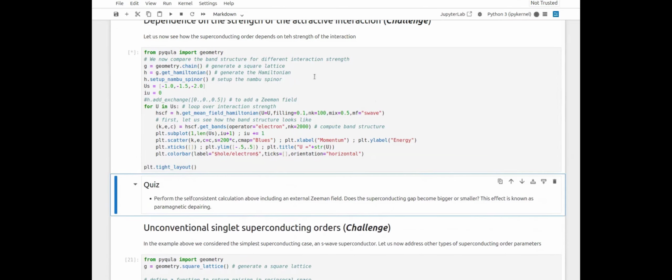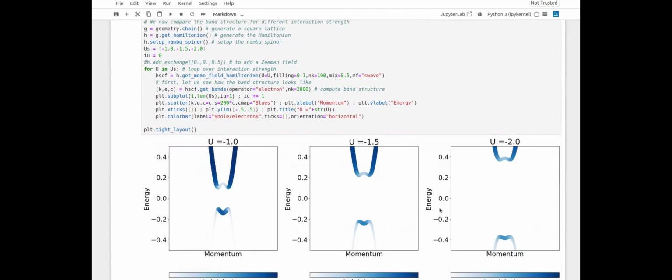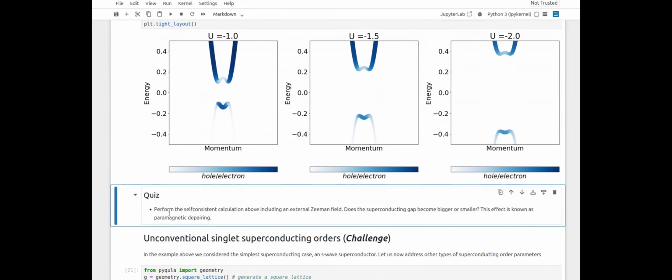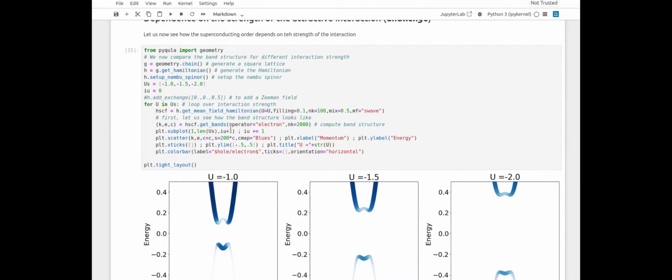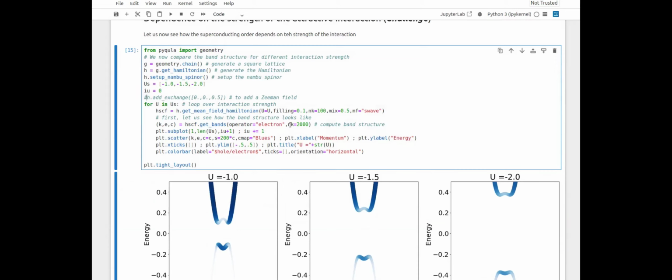So as we make the interaction stronger, the gap becomes bigger. And so let's look at the question. Perform the self-consistent calculation above, including an external Zeeman field, and see whether the superconducting gap becomes bigger or smaller. This effect is called paramagnetic depairing. If we want to add a Zeeman field, what we have to do is to add just an exchange coupling, which is this line that you see here.